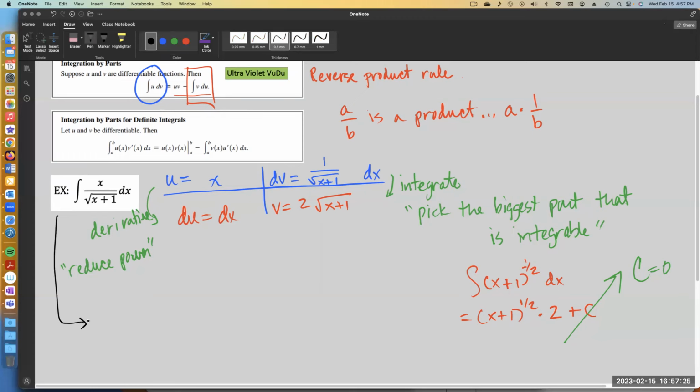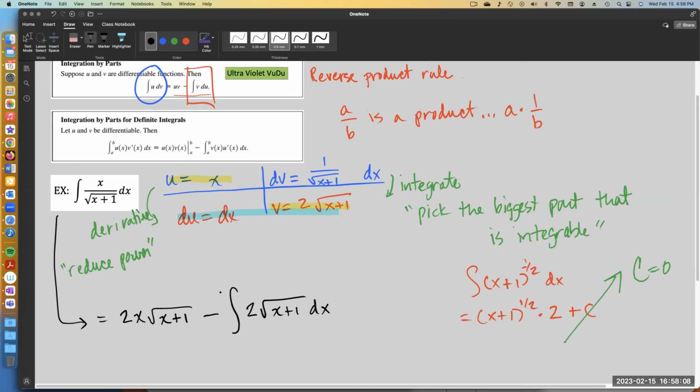Down here, this will be equal to u times v. u times v is this main diagonal here. So u times v is going to be 2x square root x plus 1. There's uv. Minus the integral of v du. So now we're in the bottom row. It's always the main diagonal minus the bottom row. So 2 square root x plus 1 dx. So there is our ultraviolet voodoo right there.